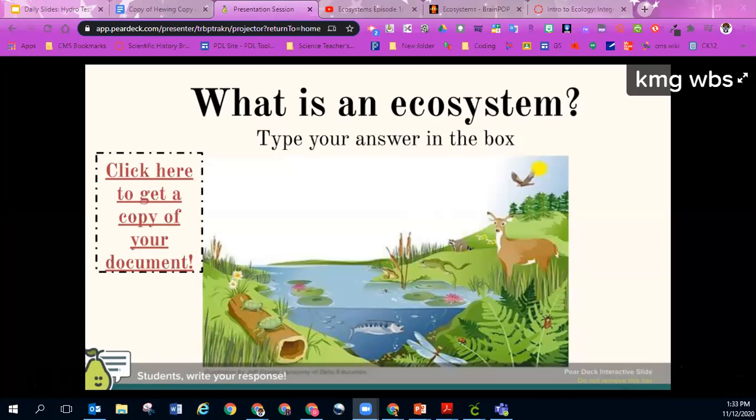Our question today is, what is an ecosystem? Type your answer in the box. What do you think an ecosystem is?